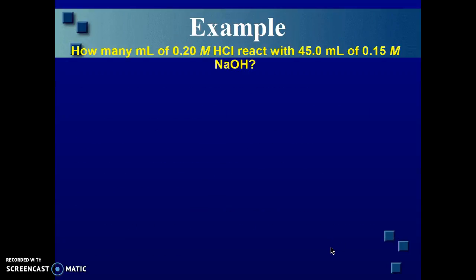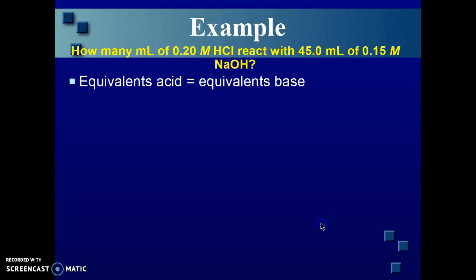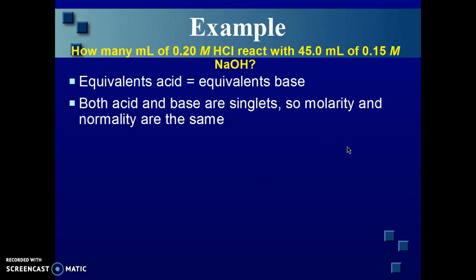So, for example, we may ask how many milliliters of 0.2 molar HCl react with 45 milliliters of 0.15 molar NaOH. And for any of these problems, of course, you can just stop the video, try to do it yourself, and then come back and check your work. Equivalents of acid equal equivalents of base. Both acid and base are singlets, HCl, NaOH, so molarity and normality are the same. We have our VA-NA equals VB-NB.